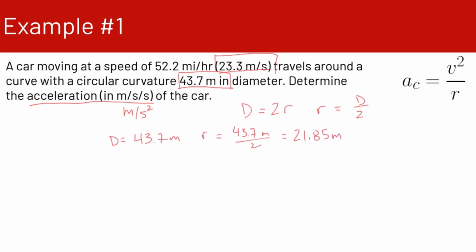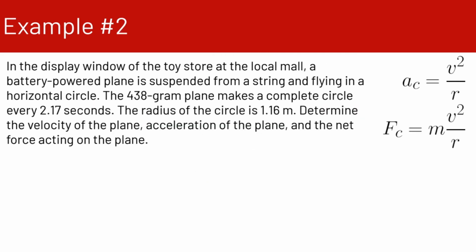That's equal to 21.85 meters. All right, so our centripetal acceleration is equal to the speed of the car, 23.3 meters per second, squared, divided by 21.85 meters, which gives us a centripetal acceleration of 24.8 meters per second squared. All right, example number 2.